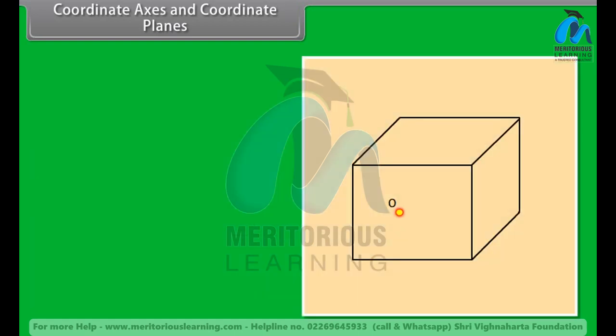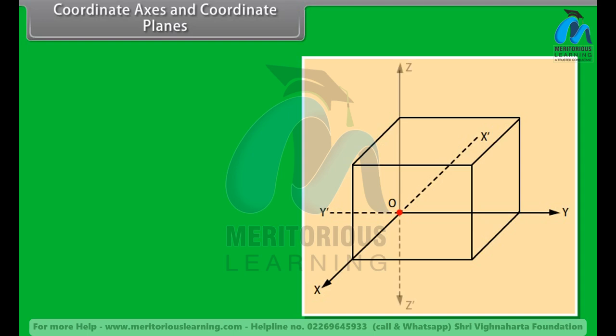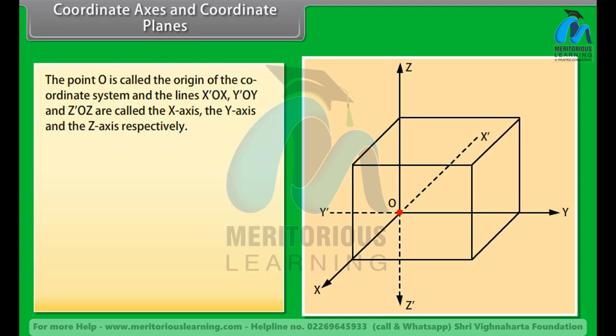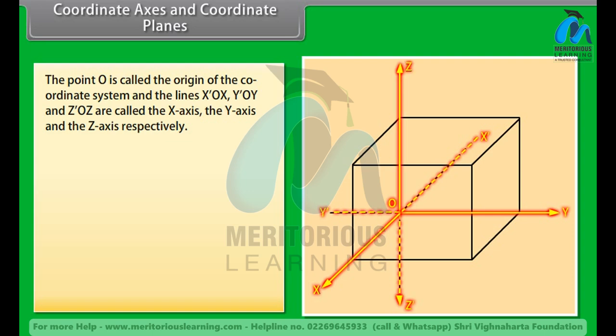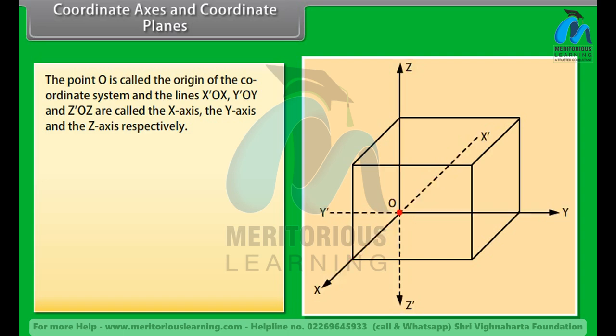Let us start with an arbitrary point O in space and draw three mutually perpendicular lines X'OX, Y'OY, and Z'OZ through O. The point O is called the origin of the coordinate system, and the lines X'OX, Y'OY, and Z'OZ are called the x-axis, the y-axis, and the z-axis respectively. The positive direction of the axis is indicated by arrows with thick lines.